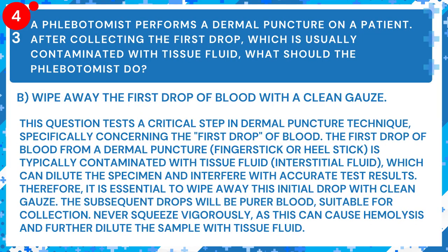Answer: B. Wipe away the first drop of blood with a clean gauze. Explanation: this question tests a critical step in dermal puncture technique, specifically concerning the first drop of blood. The first drop of blood from a dermal puncture, finger stick or heel stick, is typically contaminated with tissue fluid, interstitial fluid, which can dilute the specimen and interfere with accurate test results. Therefore, it is essential to wipe away this initial drop with clean gauze. The subsequent drops will be purer blood, suitable for collection. Never squeeze vigorously, as this can cause hemolysis and further dilute the sample with tissue fluid.